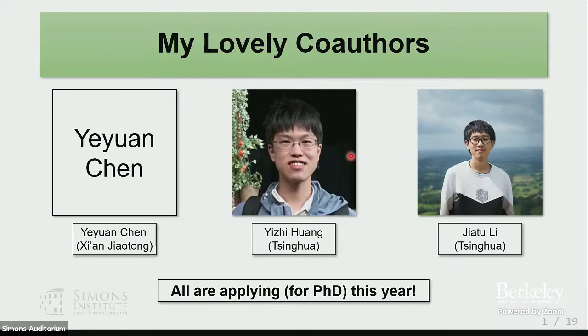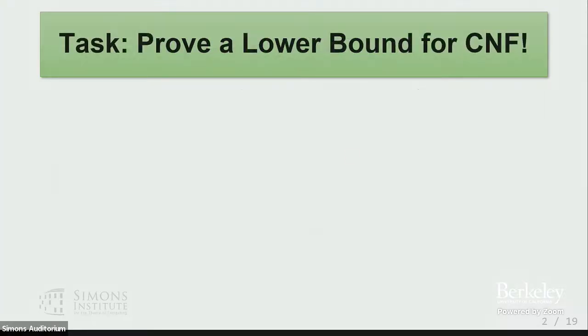Now let me start by mentioning something deceptively simple: prove a lower bound for CNF. You probably know that CNF is this class of depth 2 circuits where at the top you have an AND gate. If you have any question, please feel free to interrupt me. On the top you have an AND gate of unbounded fan-in, and on the bottom you have OR gates. So this looks like an easy question, right?